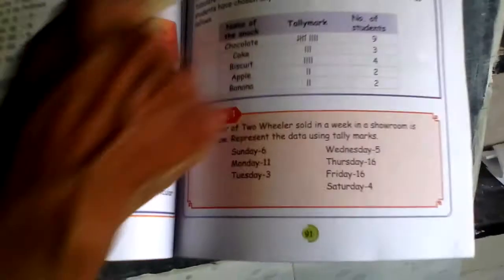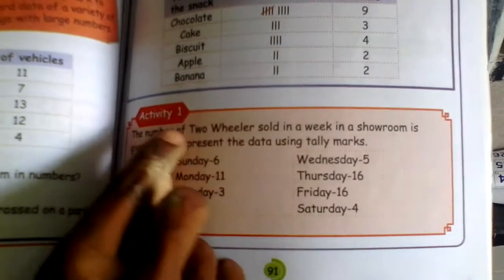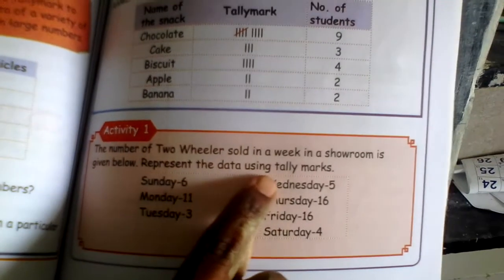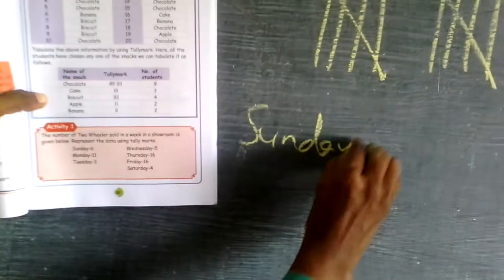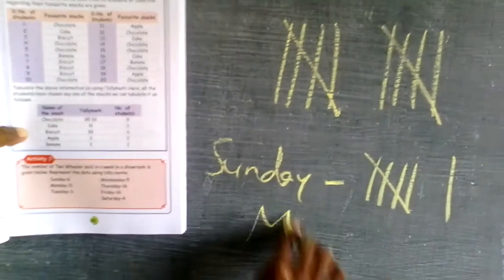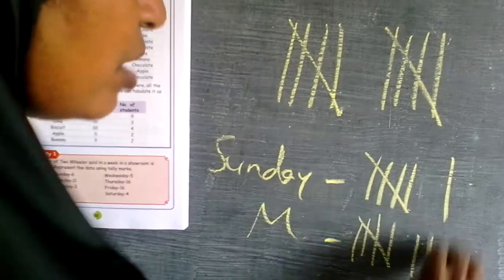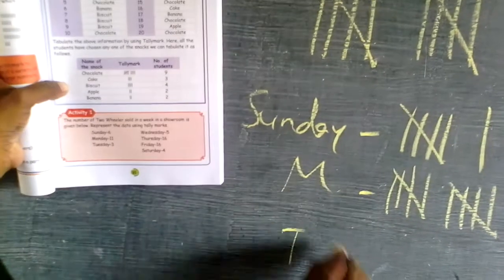Activity. You try this. Or otherwise I will try. The number of two-wheelers sold in a week in a showroom is given below. Represent the data using tally marks. Very simple. Right. So it is Sunday. Sunday it is 6: 1, 2, 3, 4, 5, 6. That's it. Then for Monday it is 11. So 1, 2, 3, 4, 5, 1, 2, 3, 4, 5, and 1. 10, 11.